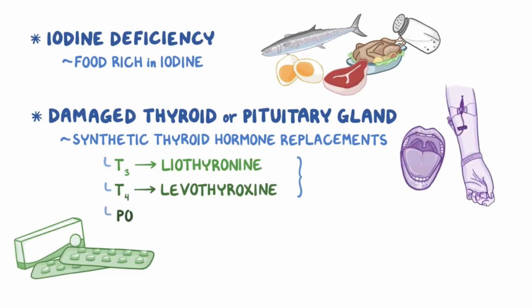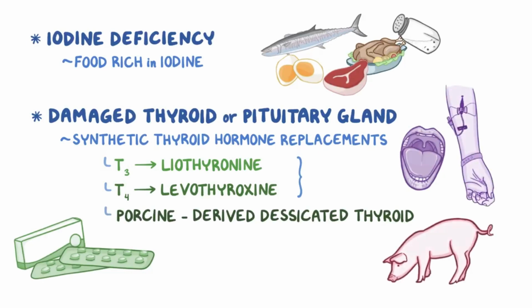Another medication is porcine-derived desiccated thyroid, which contains a mix of natural T3 and T4 hormones derived from pigs. However, it's not as reliable as the synthetic hormones since the amount of T3 and T4 in each dose could vary, which leads to unpredictability in its potency and duration.